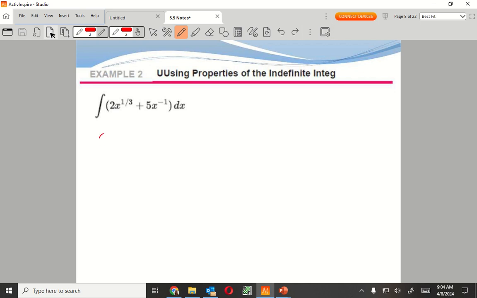So I'm going to take a 2 in front of this one, and I'm going to call this one x to the 1/3 dx, plus 5 times the integral of x to the -1 dx. So I can integrate the first one pretty easy.